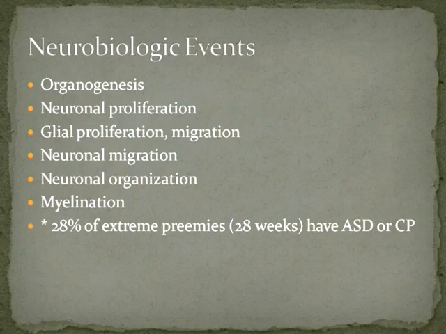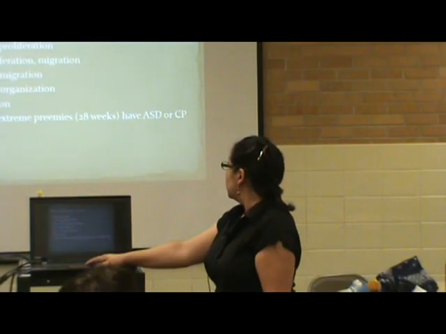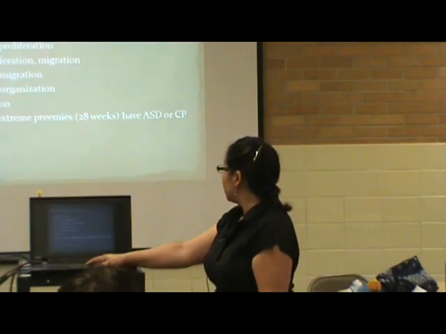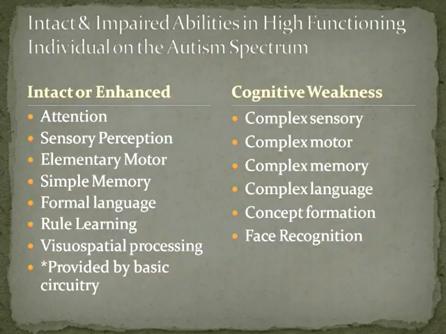28% of extreme preemies have ASD or cerebral palsy. Those 28 weekers, they've got a lot of different stuff going on. And again, that's a lot about brain development.